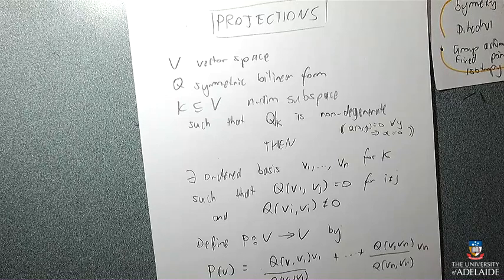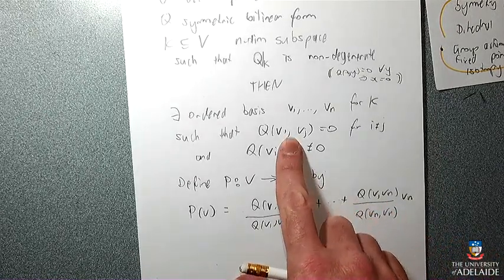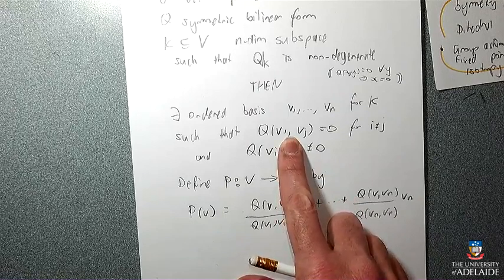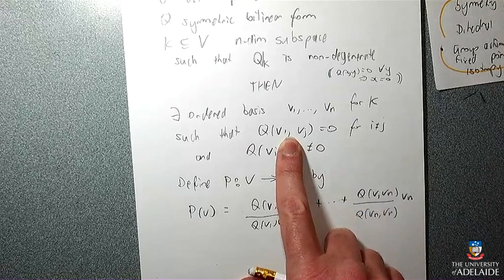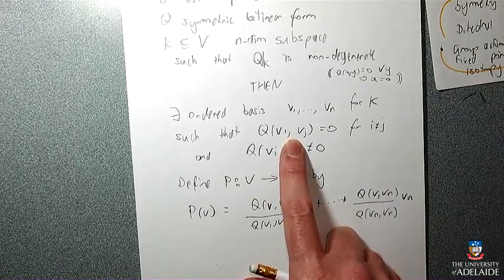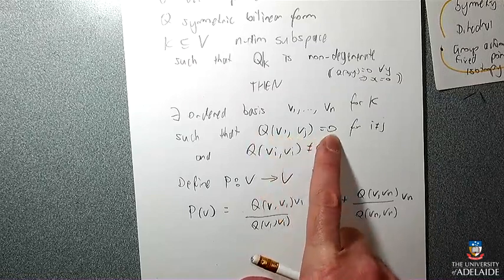Okay, so then there is an ordered basis such that, okay, so this looks a little bit like an orthogonal basis. I just think my battery is turning off, so I'll turn off the thing that makes it turn off.